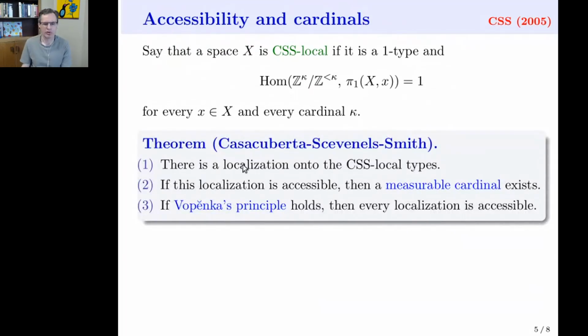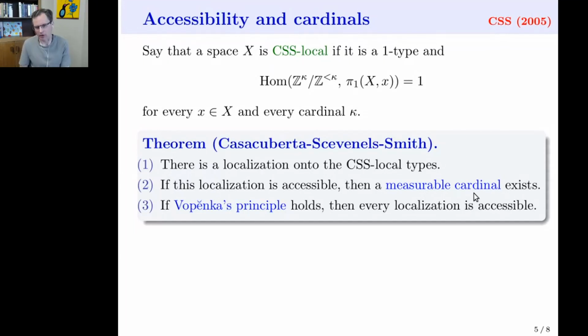So first of all, they prove that there is a localization onto those local types. So in our terminology, we would say that they form a reflective subuniverse, although there are some subtleties in that translation. The second thing they show is that if that localization is accessible, then a measurable cardinal exists. Now, a measurable cardinal is a cardinal which has a 0,1 valued measure on it, which if the cardinal is called kappa, it has to be kappa additive, and it can't just be focused on one point. It can't be a point measure.